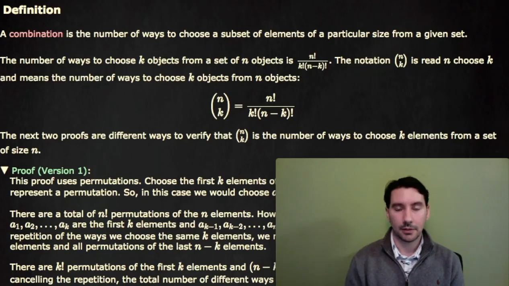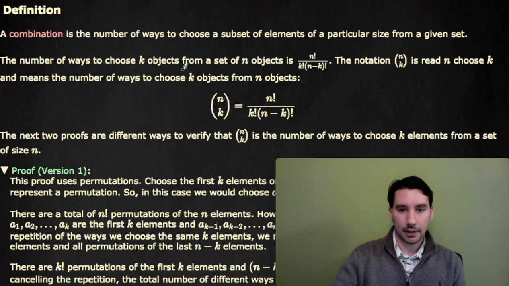In this lesson, we're going to talk about combinations. Combinations are the number of ways to choose k elements from a set of n elements. The number of ways to choose k elements or k objects from a set of n objects is n factorial divided by k factorial times n minus k factorial.